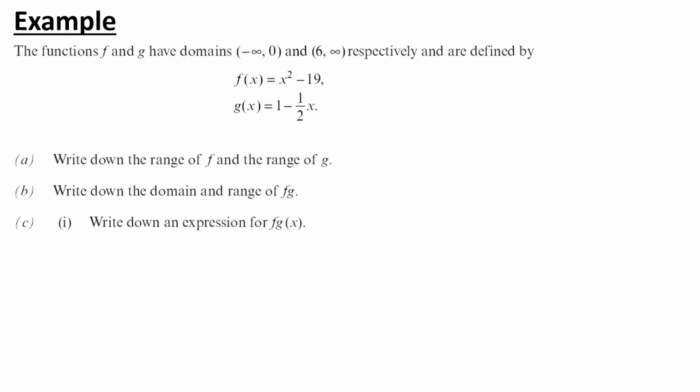So this is the last example that I'm going to go through with you today. It sort of brings together everything actually that we've done so far on functions, and this one's actually an exam question. So we've got two different functions, f and g. F of x is x squared minus 19, so whatever you put into that one, you square it and take 19 off. And then g of x is 1 minus a half of x. So for that one, you input, you half it, and then you subtract it from 1.